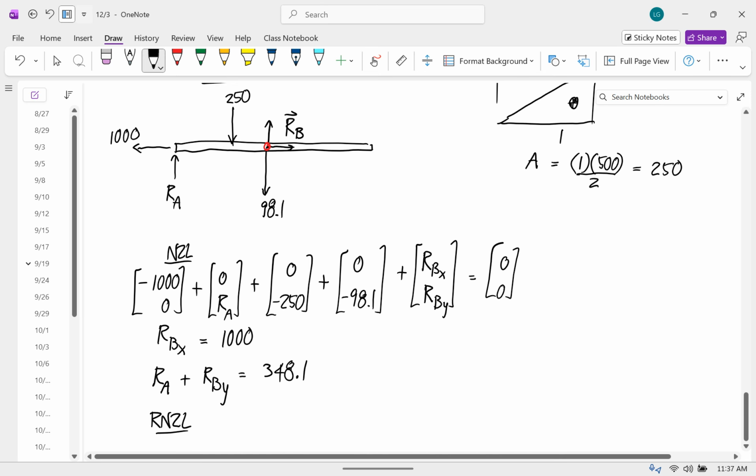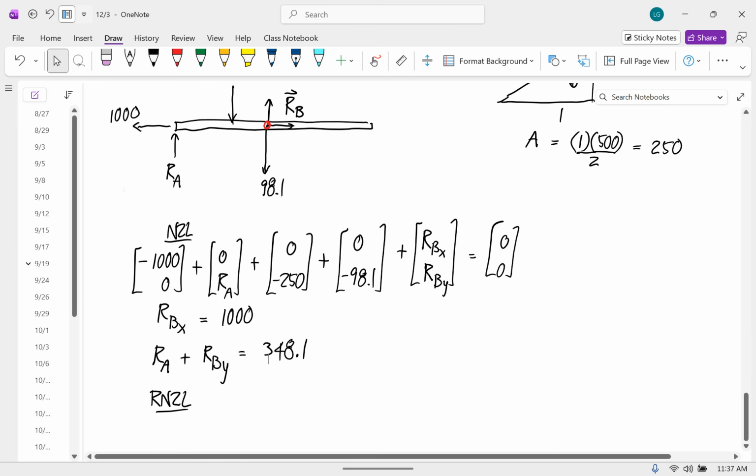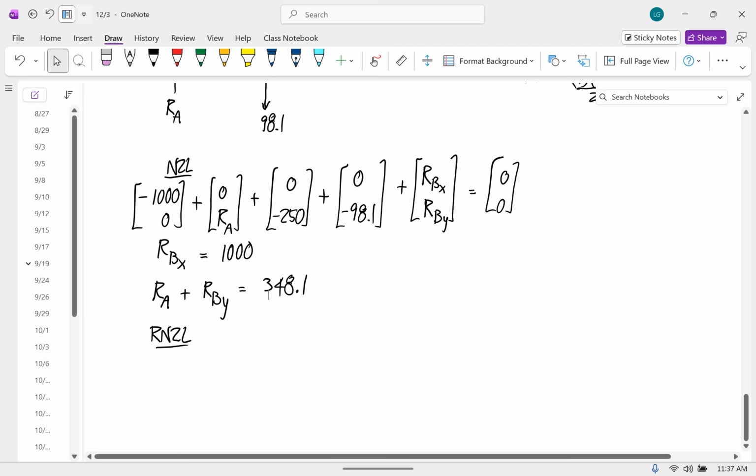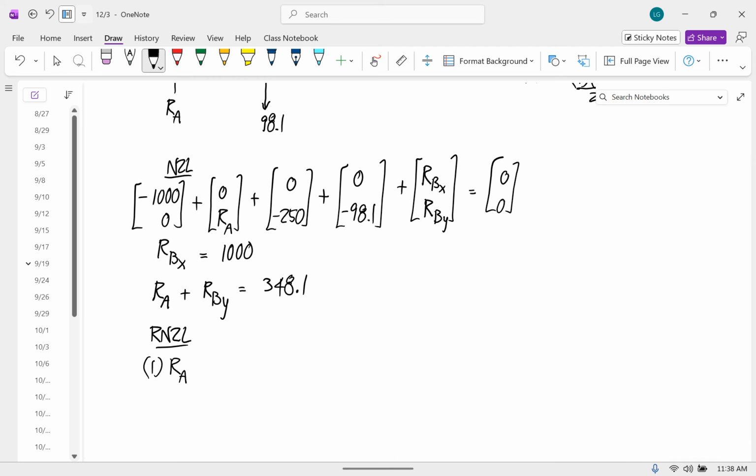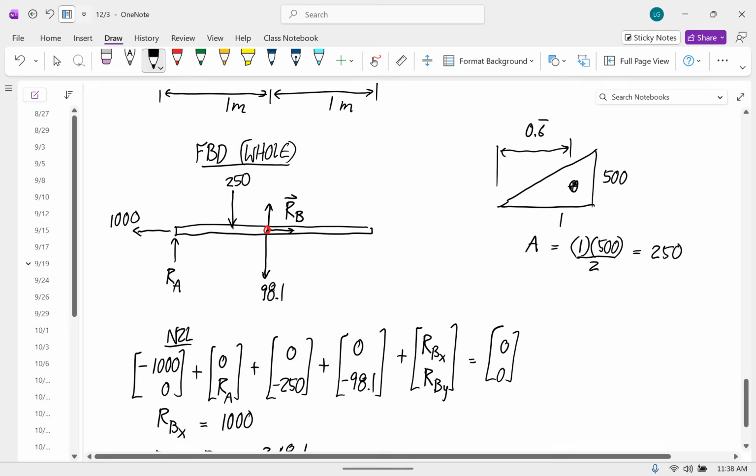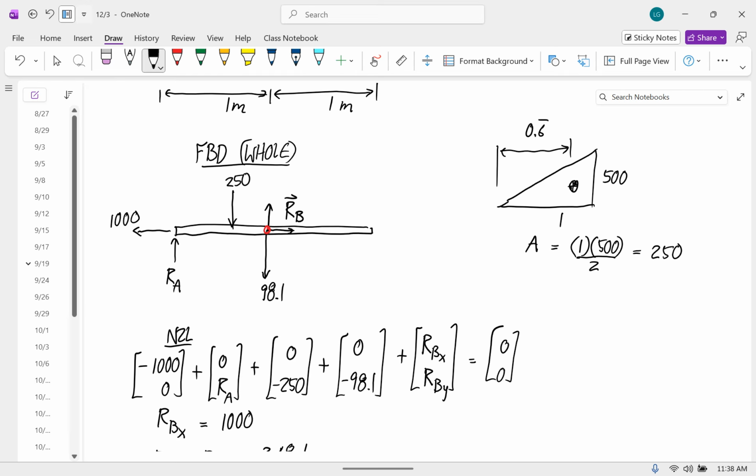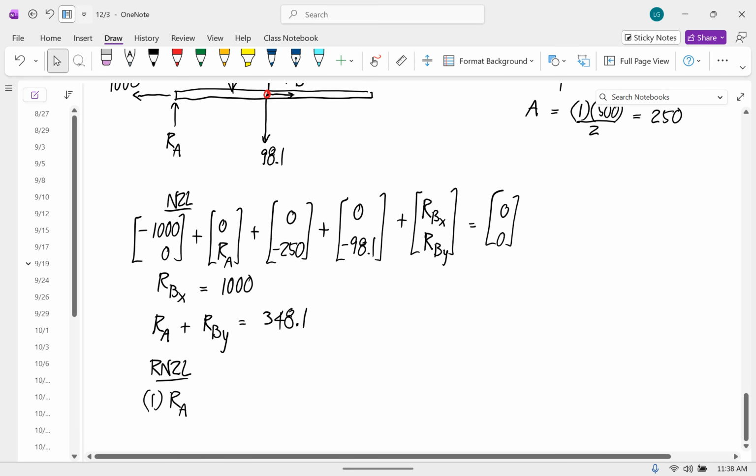The 1,000 Newton force doesn't produce a moment. Its line of action goes right through that point. RA has a moment arm of 1. And would that make it rotate clockwise or counterclockwise around that about point? Clockwise, yep. So negative.